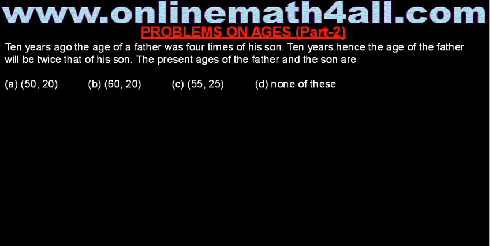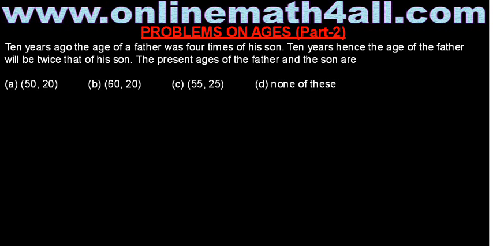So for this question, we have four options. Option A, 50, 20, that is 50 stands for age of the father, 20 stands for age of the son. And in option B, 60, 20, option C, 55, 25, option D, none of this. So from these four options, we have to get the right one.